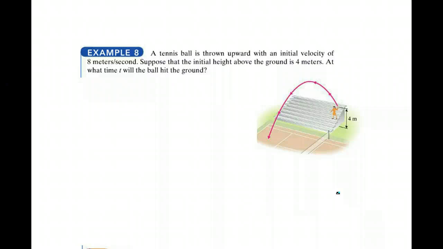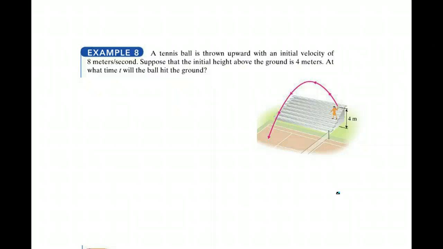Example 8 deals with a tennis ball that's thrown upward with an initial velocity of 8 meters per second. Suppose that the initial height above the ground is 4 meters. At what time, t, would the ball hit the ground?